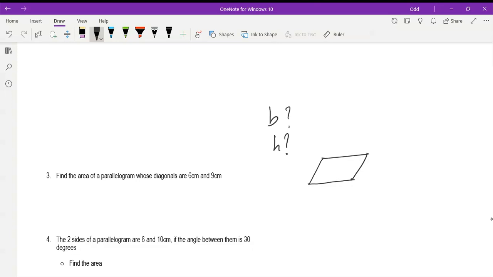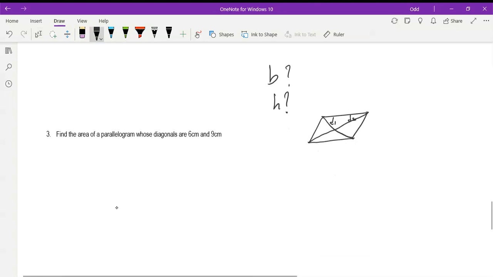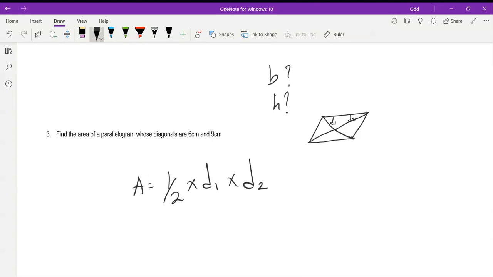A parallelogram has two diagonals. You can say D1 like this, sorry, it's not straight, but you get the idea, and then D2 like this. So this will be D1 and D2. When you're calculating the area of a parallelogram using diagonals, it will be half times D1 times D2. That's how you calculate the area when you're given only diagonals.